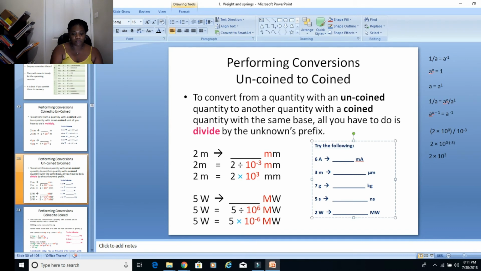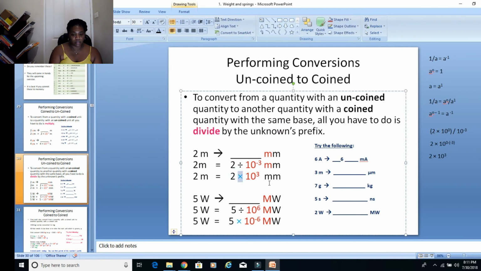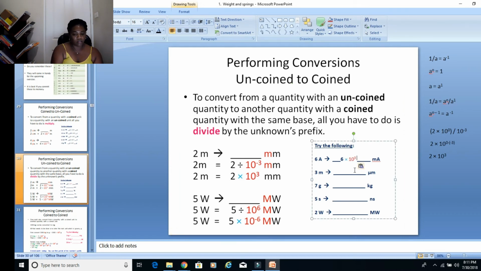So now, if you're going from 6 amps to milliamps, remember milli is 10 to the -3. So therefore, you're going to have 6 divided by 10 to the -3. So therefore, it will be 6 times 10 to the 3. Yep, that's what it's going to be.